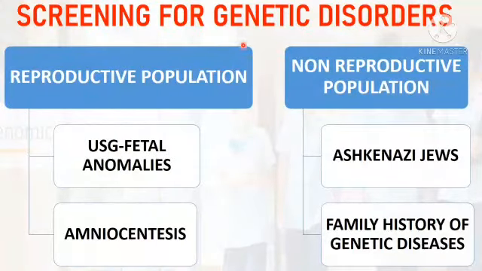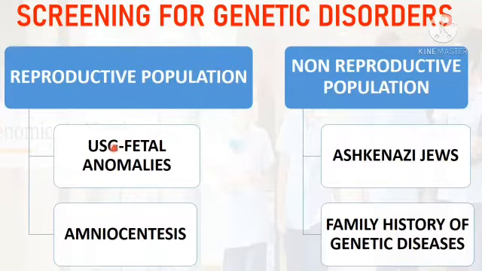See, screening for genetic disorder. This was the first domain. Under screening, we can simply divide it into reproductive population screening and non-reproductive population screening. Reproductive population screening means screening a pregnant woman. We can screen a pregnant woman with a simple technique, ultrasonography. So we have to ask the pregnant woman to go for an ultrasound to look for any fetal anomalies. Fetal anomalies can occur in many genetic disorders.